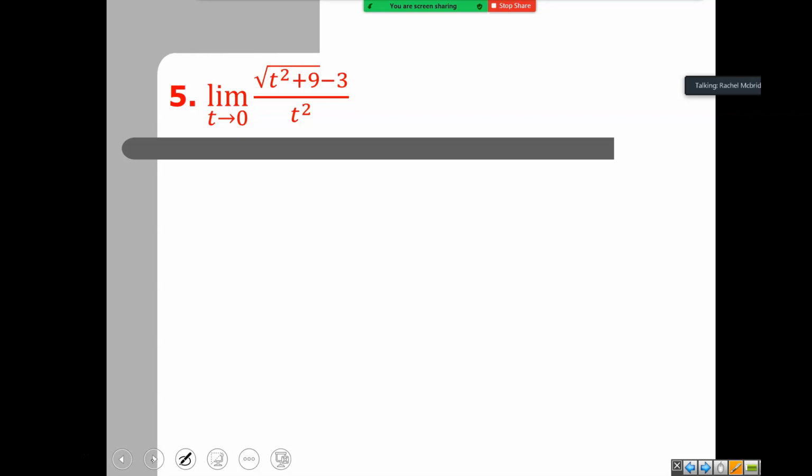Zero plus 9 is 9, square root of 9 is 3, 3 minus 3 is 0 squared is what? It's a difference of squares with a complex conjugate. I never know how to make this great.